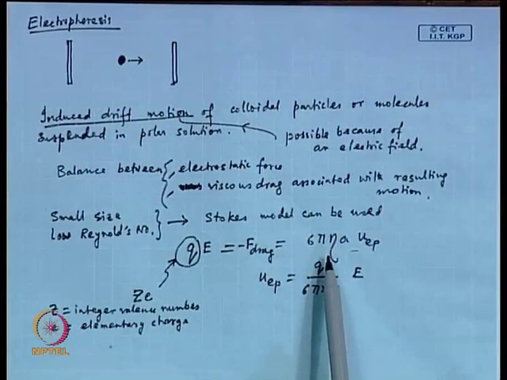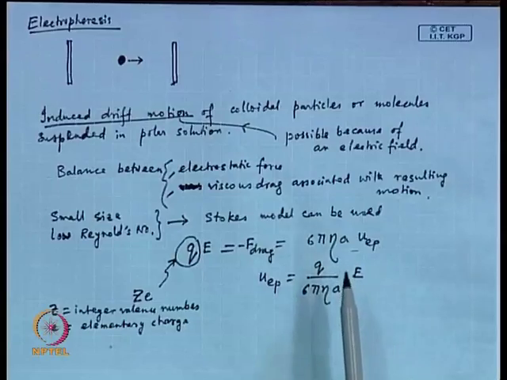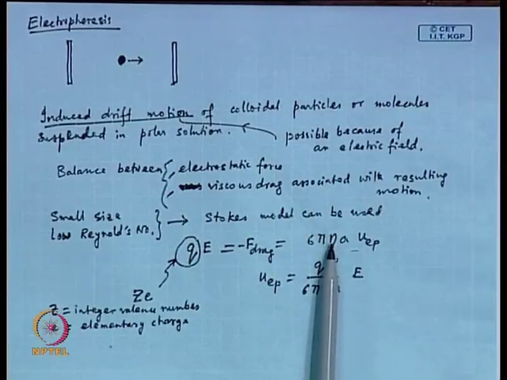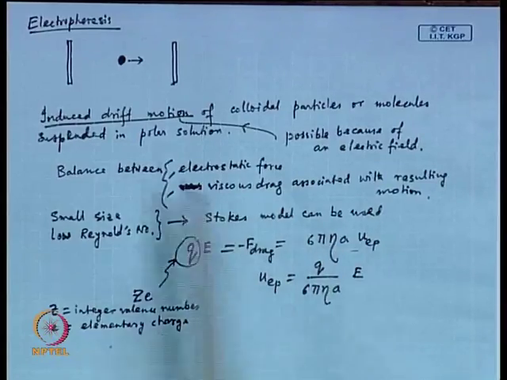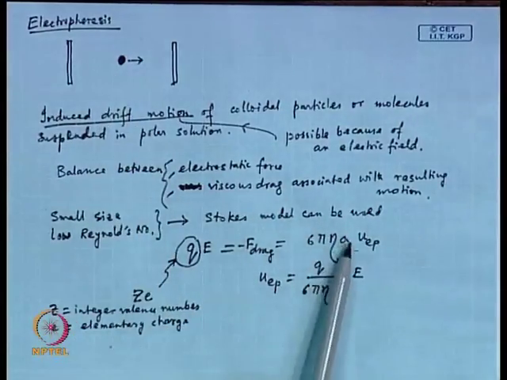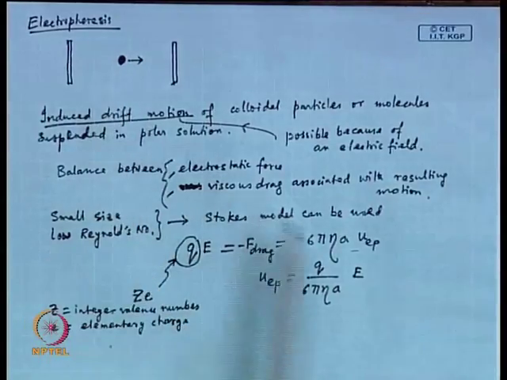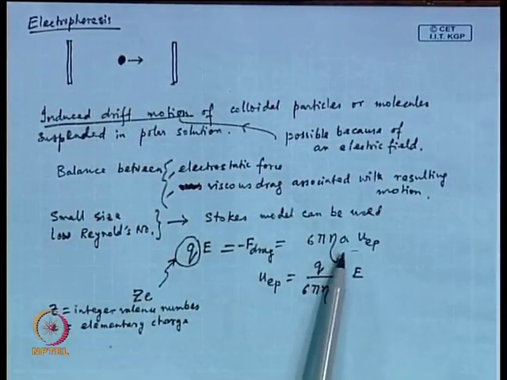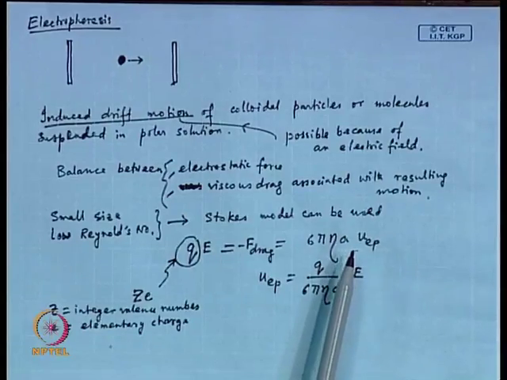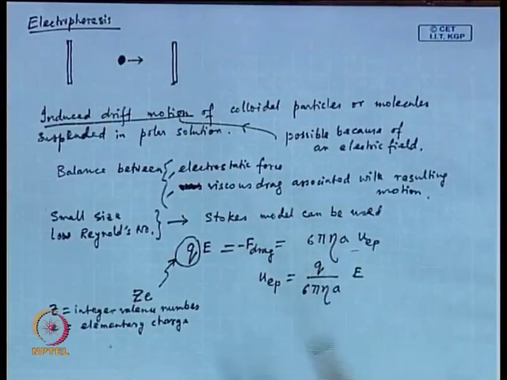Eta is the viscosity of the medium. We discussed this Stokes model while defining diffusivity, right, at the very beginning of this course, with the Stokes-Einstein formula. So, we have discussed this before. Eta is the viscosity of the medium, and a is the radius of the particle. So, 6 pi eta a, and U E P is the terminal, steady state velocity this particle has reached.